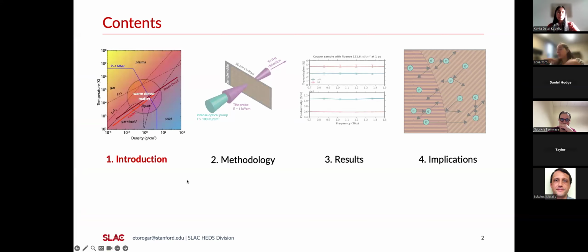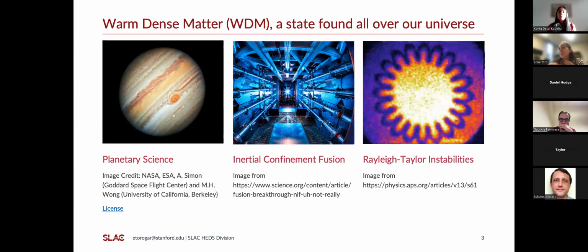I want to introduce everyone to the topic, though I know many people have already seen this in the past. Warm dense matter is a state found all over our universe, and it is relevant in many fields. For example, in planetary science, you care about the transport, or the conductivity, which will be the topic of this presentation, in order to do better modeling of planets such as Jupiter or brown dwarfs, where warm dense matter is really present.